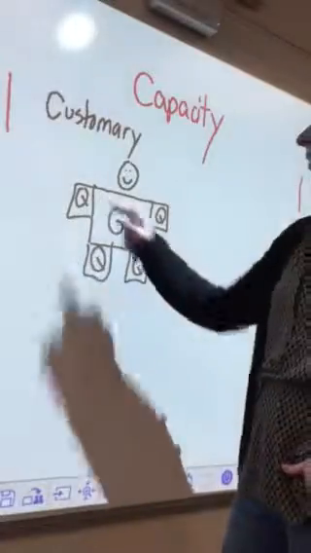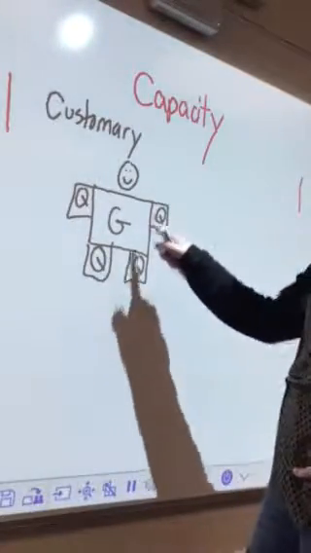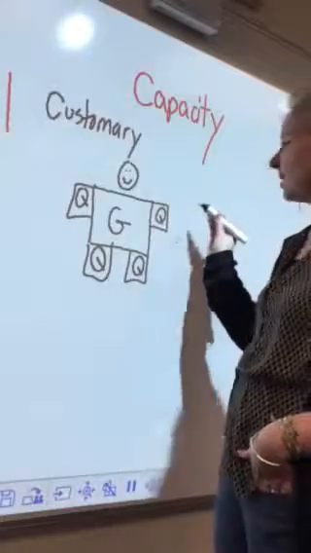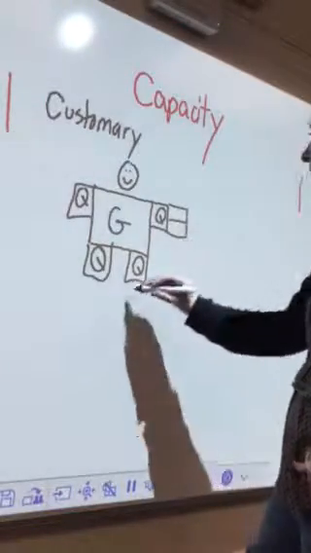There's 4 quarts in a gallon, 4 quarts in a gallon, so pour, baby, pour.